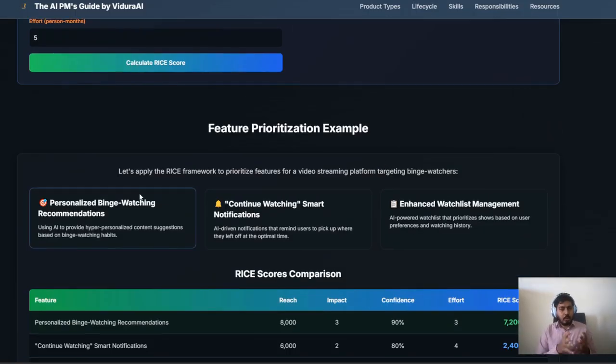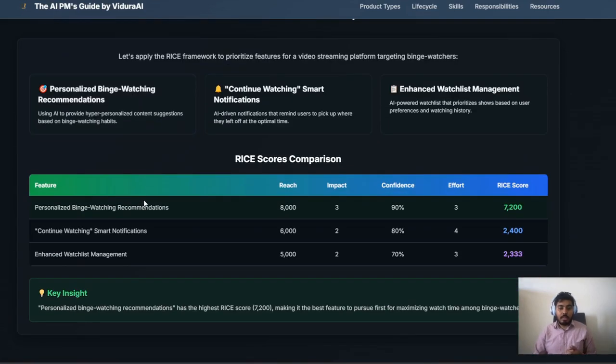So let's try to implement this RISE framework in a practical example. Let's say that we have a personalized binge watching recommendation system. We are using it to provide hyper personalized content suggestions for binge watching habits. And we have continue watching smart notification, the AI driven notification that reminds users to pick up where they left off at the optimal time, and enhanced watchlist management. So let's say the AI powered watchlist is there to prioritize shows based on user preference and watch history. So these three things.